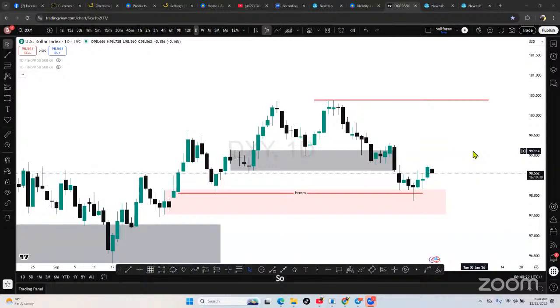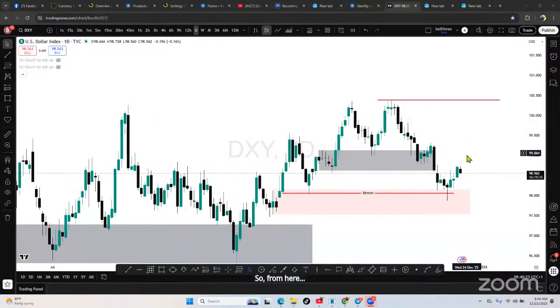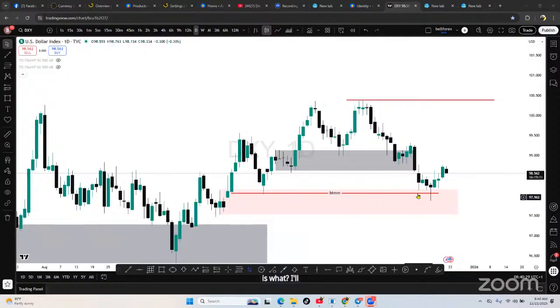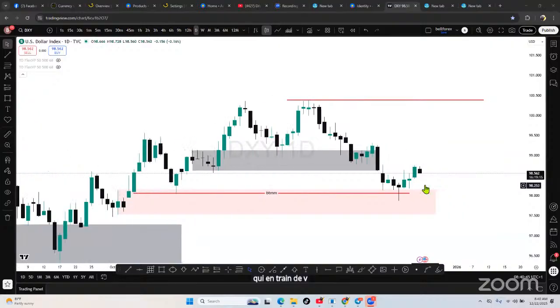So from here, what I'll be checking further is what? I'll be checking further now the movement back to the upside. Donc, lorsque j'ai cette réaction-ci, l'autre chose que je dois faire maintenant, c'est de pouvoir chercher à acheter le marché qui est en train de vouloir remonter. En faisant ceci, c'est simple à faire. Donc, il n'y a pas de complication ici. C'est simple à faire ceci. Qu'est-ce que je peux faire?